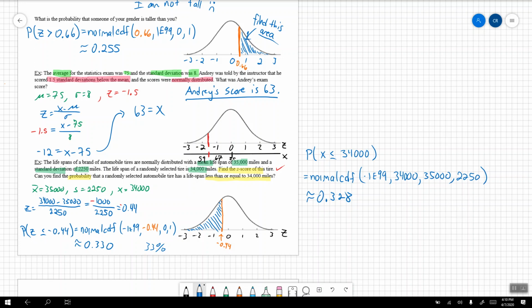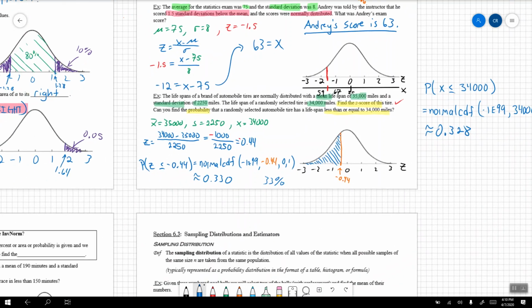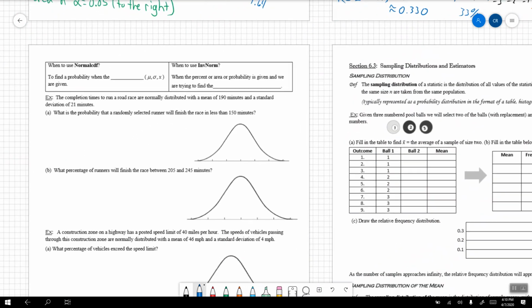So, can we do this without using z-scores? Yeah, we definitely can, and that's using this process. At the end of the day, you're more than welcome to pick whichever method you'd like.